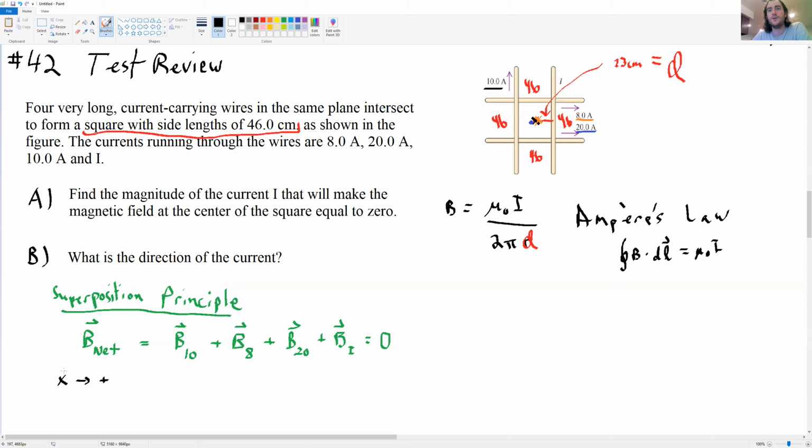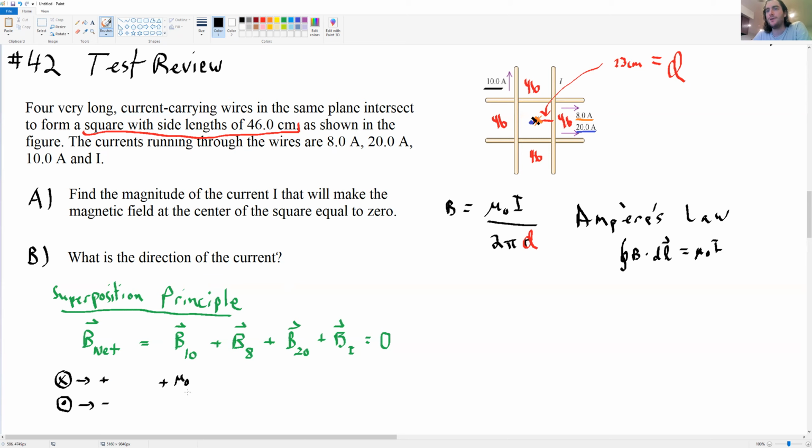So we'll take into the board to be positive, and we'll take out of the board to be negative. I'm free to make that choice, right? So B10 is the 10 amp current. That was the one in black. That was into. Into we'll take to be positive.